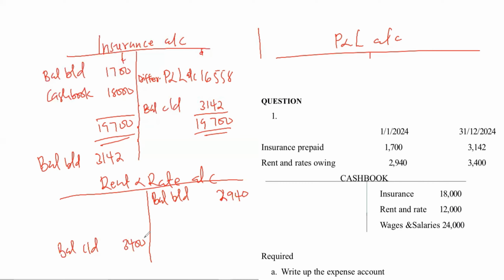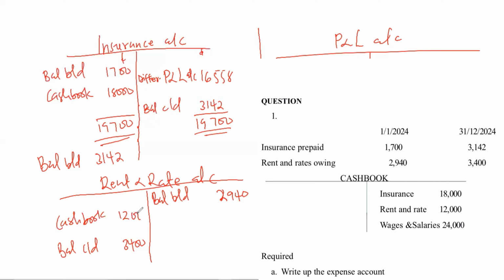Then you go to the cash book, or you look into the question and look for the amount that was paid for rent and rates for that particular period. When you look at the question, rent and rates paid for that period is 12,000. You should always know that it will be on the credit side of the cash book, so the cash book will come to the debit side of the expenses account. That is the double entry.